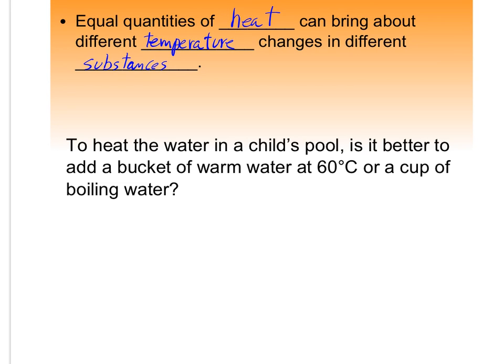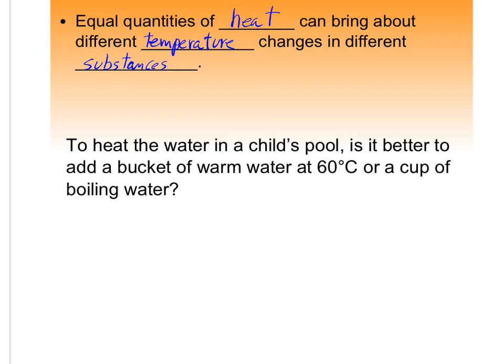So we can say that equal quantities of heat can bring about different temperature changes in different substances. For example, if you put oil on your hot plate in the lab, and on the same hot plate you put the same amount of water as what you have in oil, you're going to see that even though you give them the same energy, the same heat, because they're on the same hot plate, their temperatures will not vary the same way. They will not go up at the same rate because they are different substances. So that's what we mean by heat does not always bring the same changes.